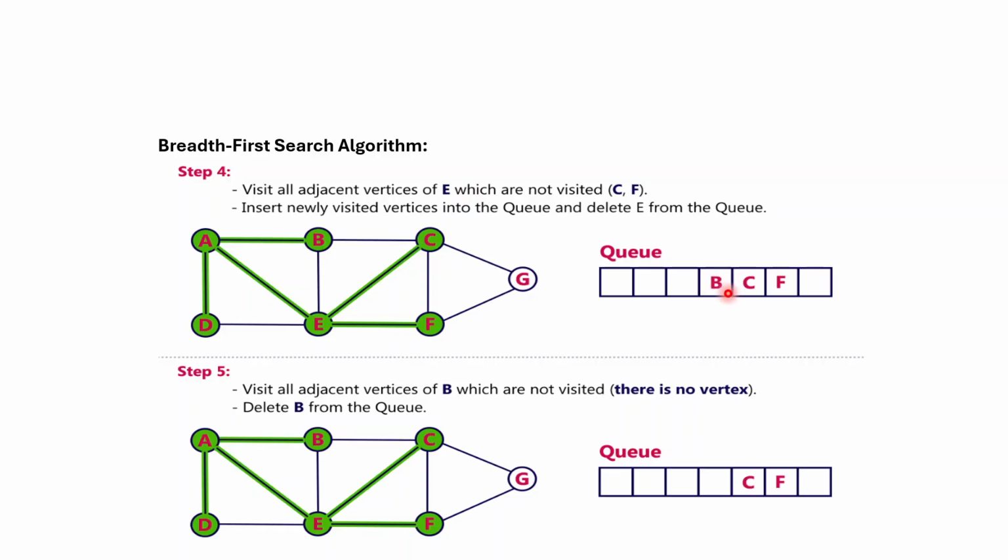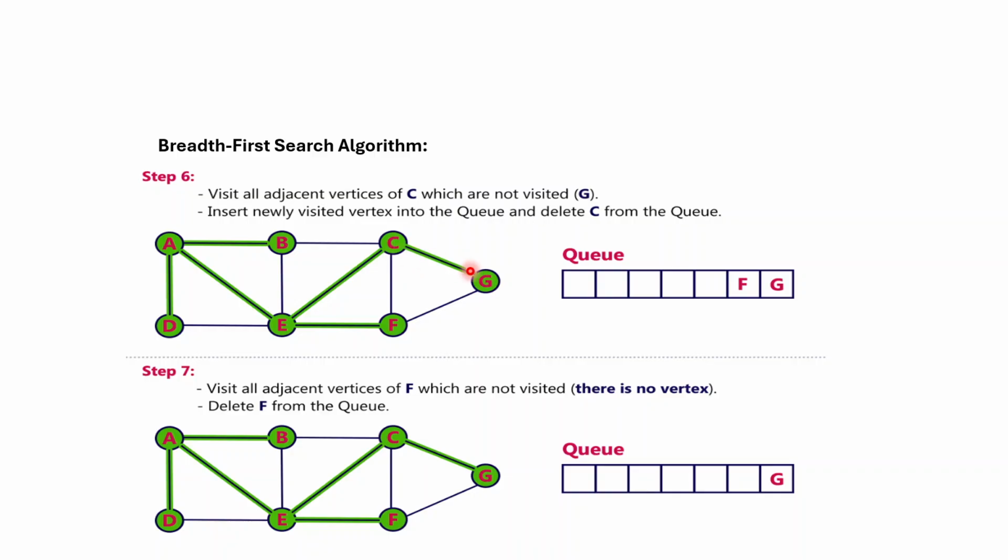Then in the queue we have B. For B, the adjacent nodes are A, which is already visited, E, which is already visited, and C, which is already visited. So we can delete B from the queue. Next in the queue is C. For C, B is already visited, E is already visited, F is already visited, only G is pending. So we will add G in the queue, and we will visit G also.